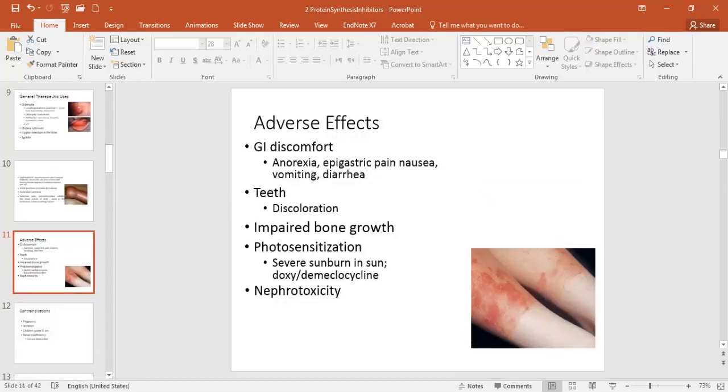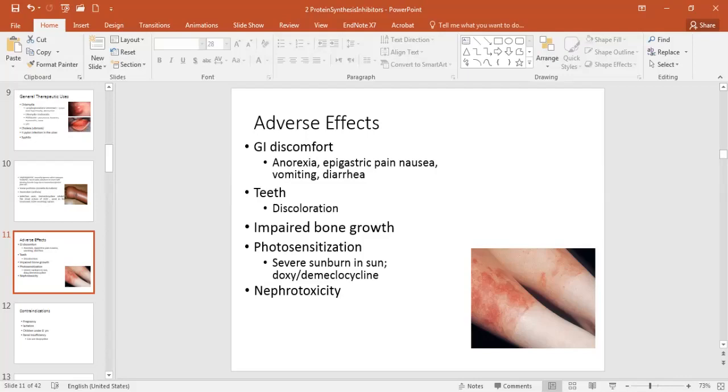What are the adverse effects of tetracyclines? يعني هو commonly it causes GI discomfort, anorexia, gastric pain, nausea, vomiting, and diarrhea. Teeth discoloration, as we said before, impaired bone growth, the incorporation into the bone, it binds with calcium.